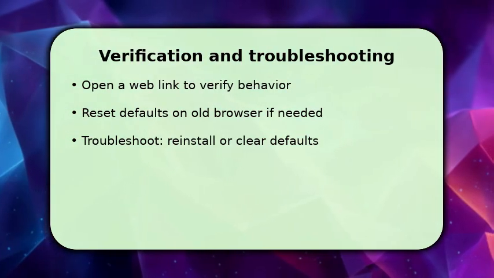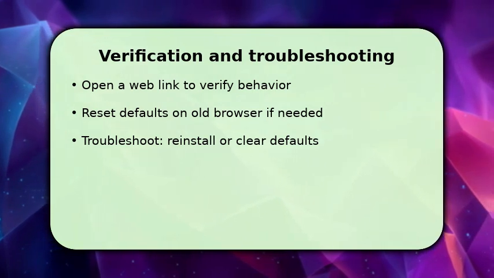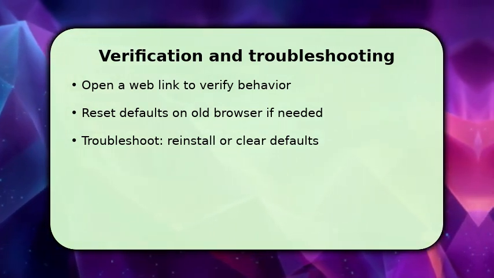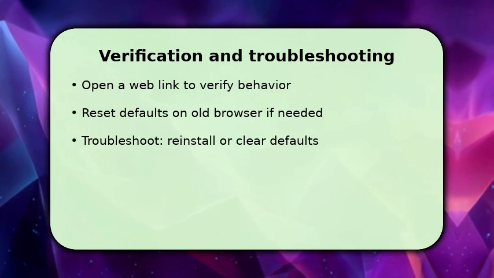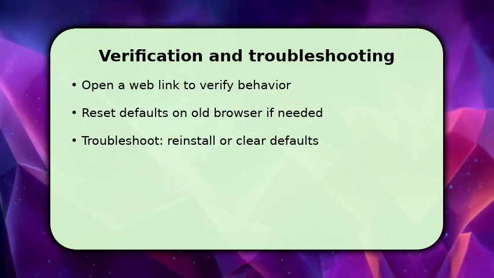Finish by testing. Tap a web link in Mail or a message to confirm the chosen browser opens. If the old browser still opens, go to that app settings and clear defaults, then try a link again. That forces Android to ask which browser to use.